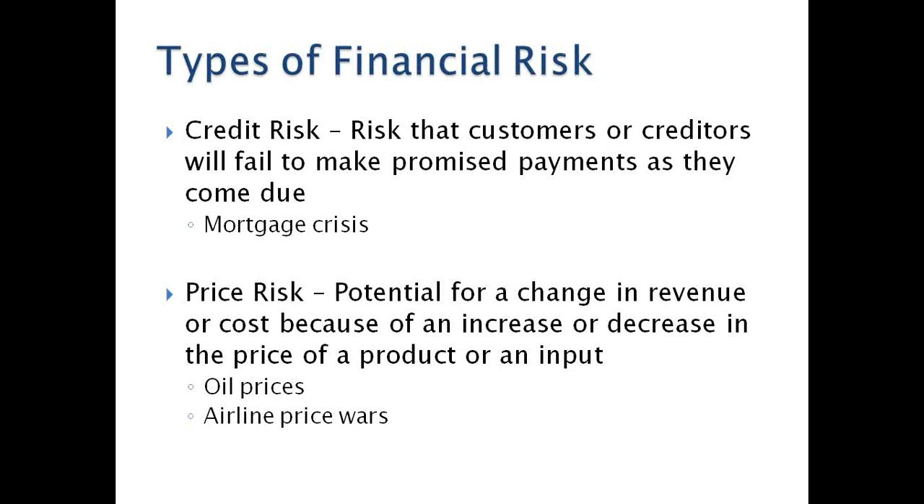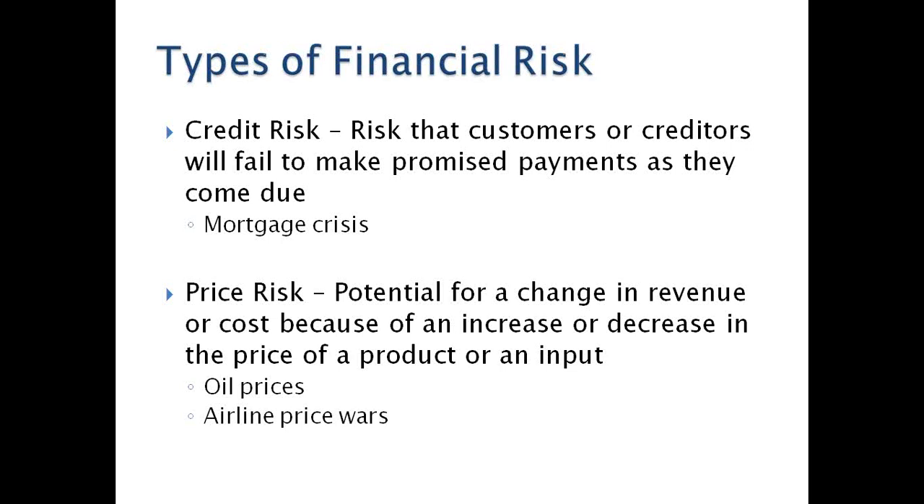And then finally, there's price risk. So price risk is quite a bit different. It's almost similar to exchange rate risk in some ways, but price risk is the potential for a change in revenue or cost because of an increase or decrease in the price of a product or an input. So if you think about price risk, airlines are a perfect example. Again, how quickly can they change their prices to be able to react?